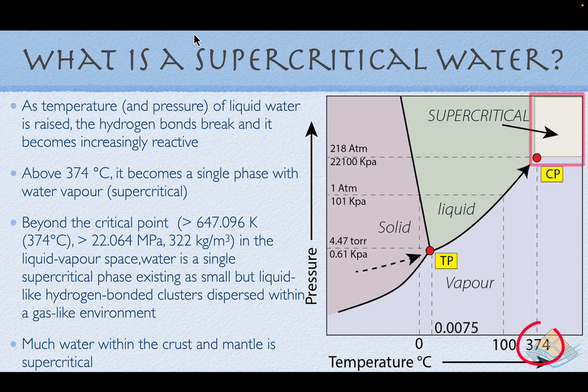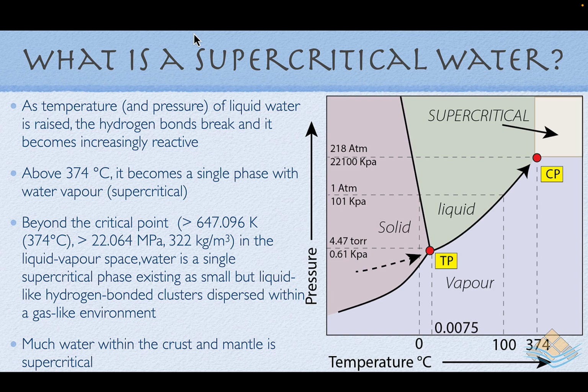As the temperature and pressure of liquid water is raised, once we reach the critical point, we pass into a system beyond the critical point, which is around 374 degrees centigrade and around 22 megapascals. In that liquid-vapor space, where previously we had either solid-vapor or liquid-vapor, as we move into the supercritical phase, indicated by the red dot CP, we get small but liquid-like hydrogen bond clusters dispersing into what is a gas-like environment.